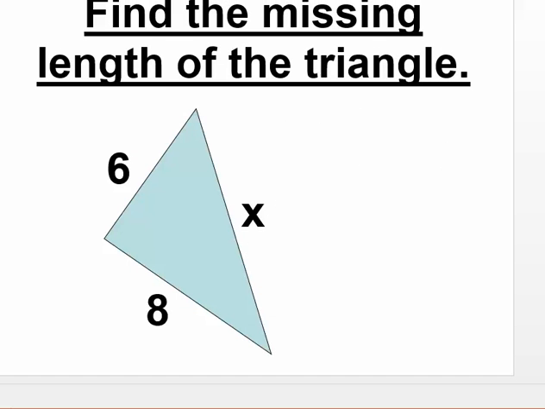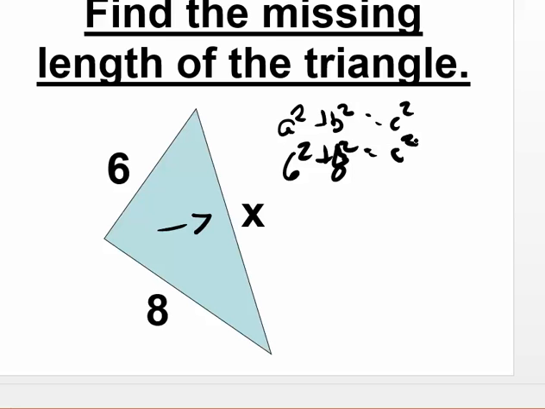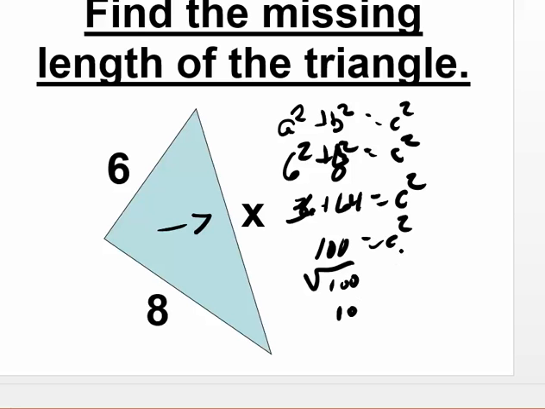Looking at this one once again, the side that's missing is our hypotenuse because it's opposite the right angle. So a squared plus b squared is equal to c squared. 6 squared plus 8 squared is equal to c squared. 36 plus 64 is equal to c squared. 100 is equal to c squared. Square root of 100 is 10. Square root of c squared is c. c is equal to 10. So the missing side is 10. Remember, the hypotenuse is always the longest side.